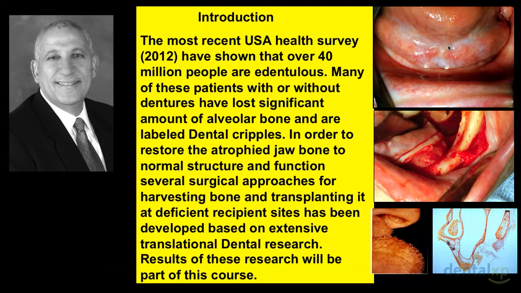In order to restore the atrophied jawbone to normal structure and function, which we also call bioengineering of alveolar bone, several surgical approaches for harvesting bone and transplanting it at deficient recipient sites have been developed based on extensive translational dental research. And results of this research will be part of this course.